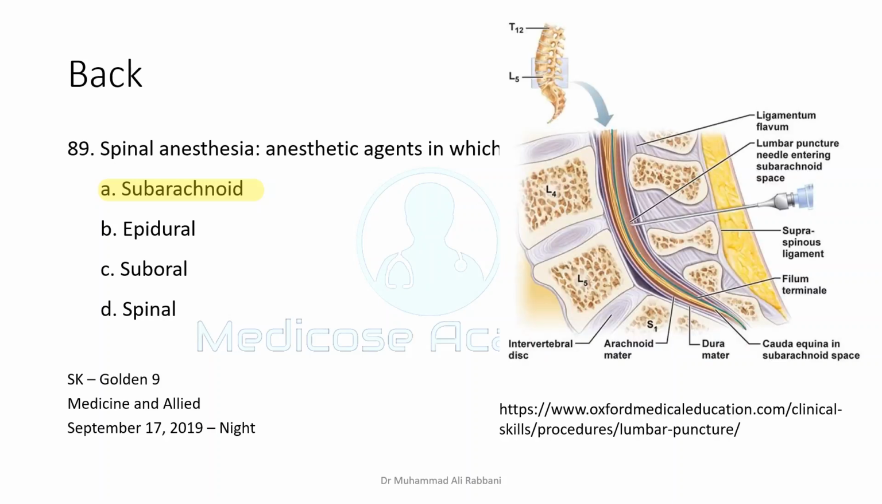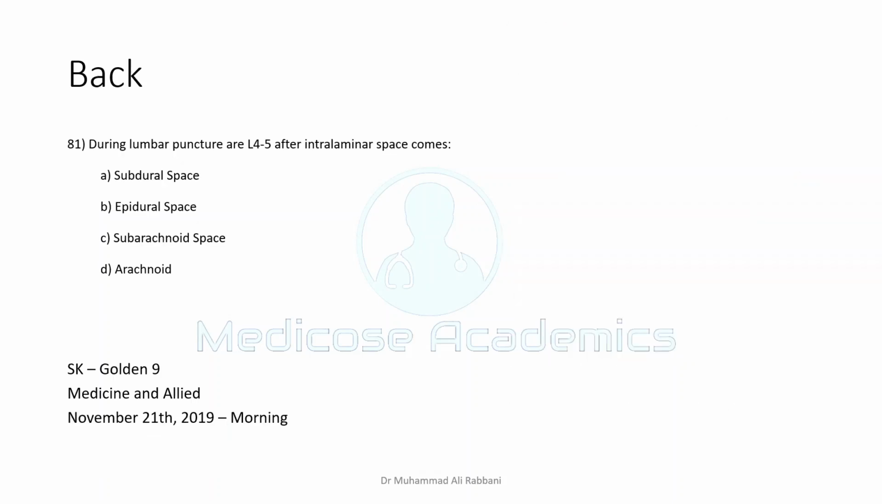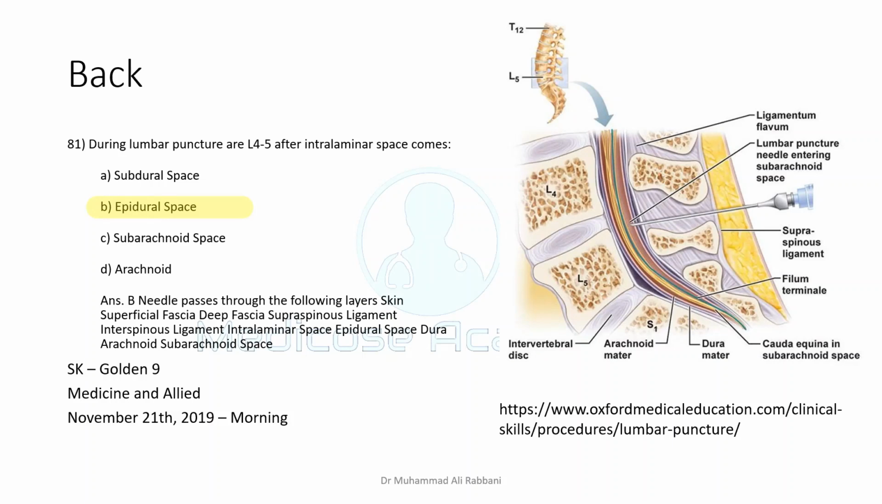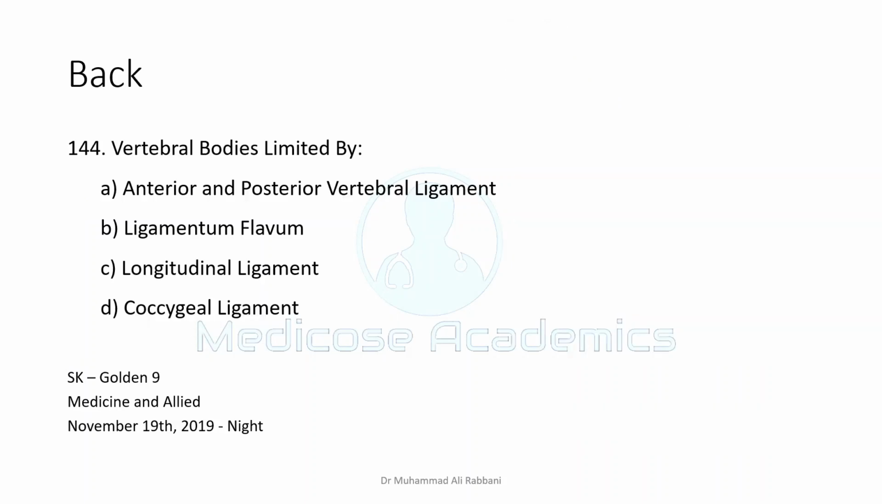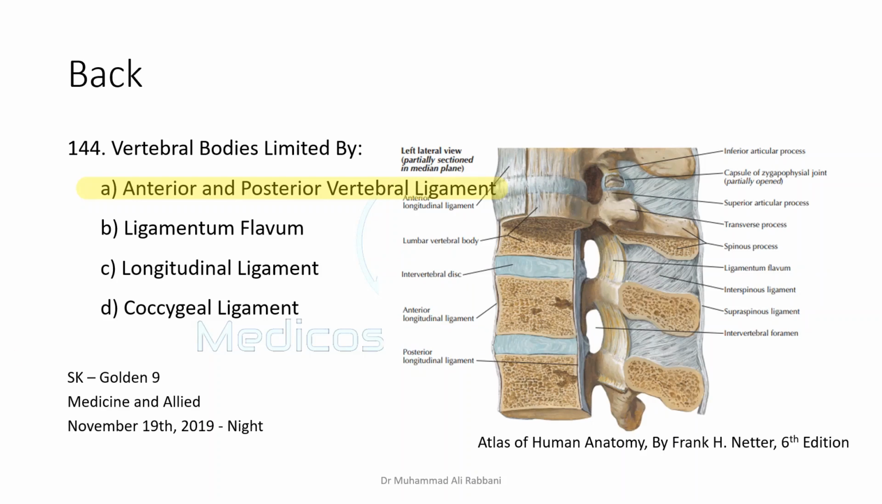Again, remember the layers. The lumbar puncture at L4, L5, after intralaminar space comes. Again, the layers, after ligamentum flavum, there is epidural space. And vertebral bodies are bracketed by, anteriorly there is anterior longitudinal, posteriorly there is posterior longitudinal vertebral ligaments. See here you can see the anterior longitudinal and posterior longitudinal ligaments.